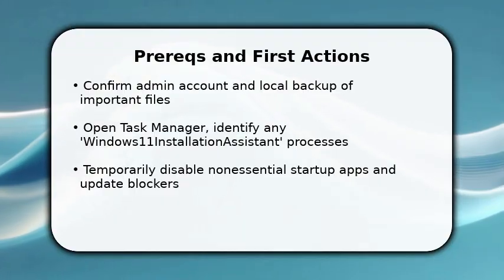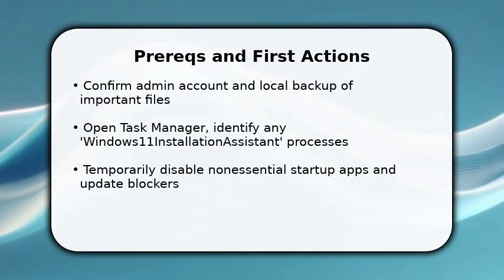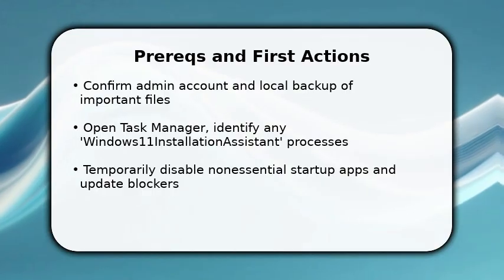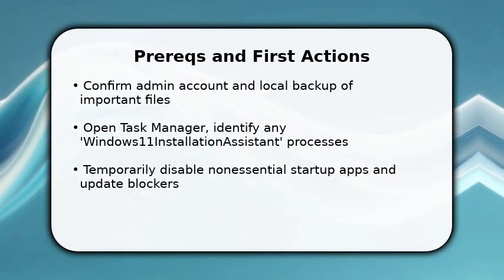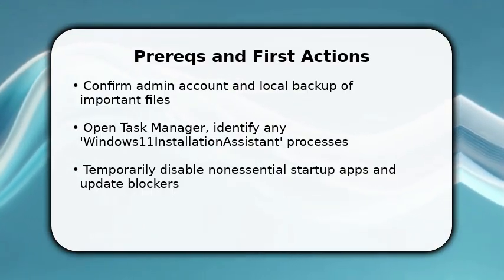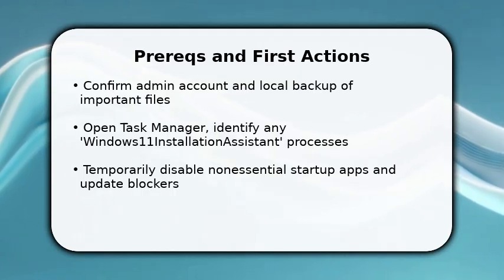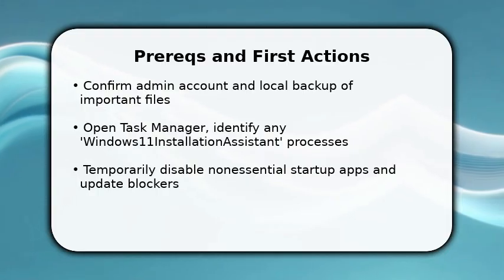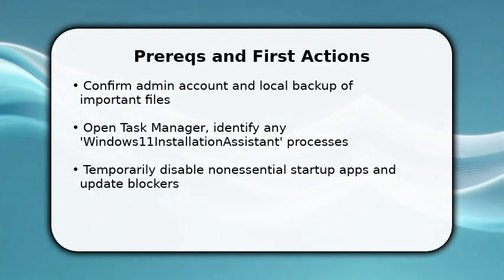You start by confirming you have an administrator account and a quick backup. This prevents data loss. Open Task Manager and look for any Windows 11 installation assistant or related installer processes, because lingering processes cause the already running lock. Once found, end those processes. Make sure to check background processes and details.